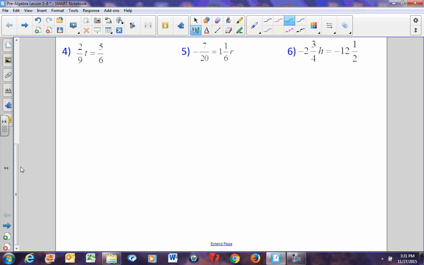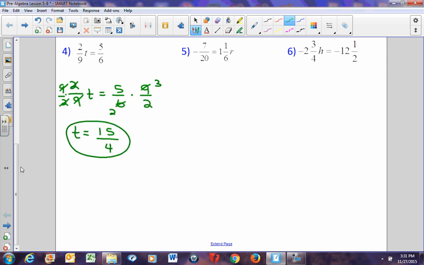Number 4, 2/9t equals 5/6. To get t by itself, I'm going to multiply by 9/2. If I do something to one side, let's do exactly the same thing on the other side. On the left side of the equation, everything cancels out except for the t. On the right side of the equation, 3 goes into 6 twice, 3 goes into 9 3 times. 5 times 3 is 15. 2 times 2 is 4. And we can leave it as 15/4 because when you check it back in, you can leave it as an improper fraction.